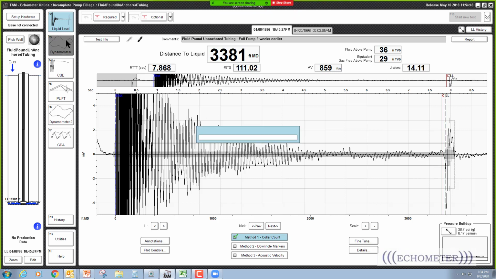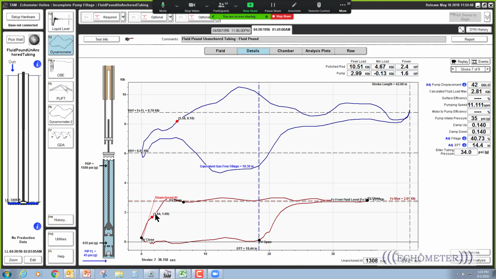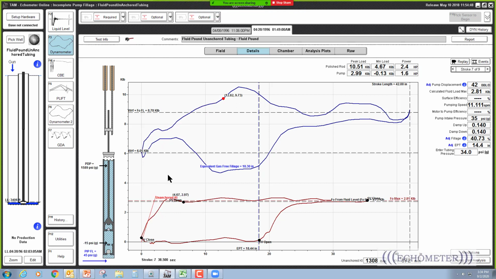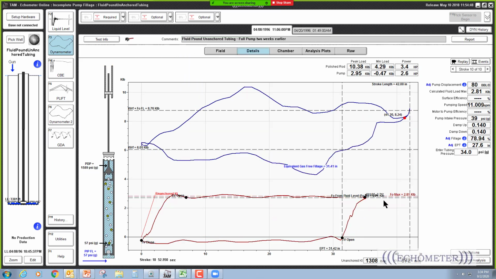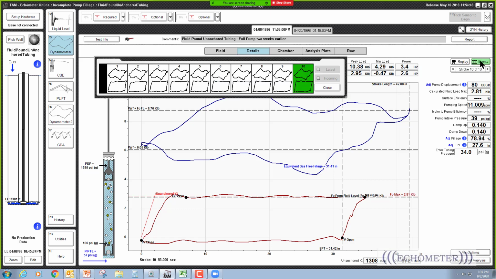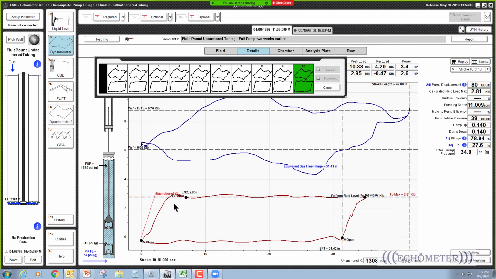If we look at the 2 data sets, the last data set is incomplete pump fillage. Again, unanchored tubing leans over a little more than the tubing stretch line. Probably unanchored, it was. And then here is the data from 2 weeks before, and this data shows a full pump. If we go to all the strokes, 1 through 10, all of them show the pump is filled with liquid.